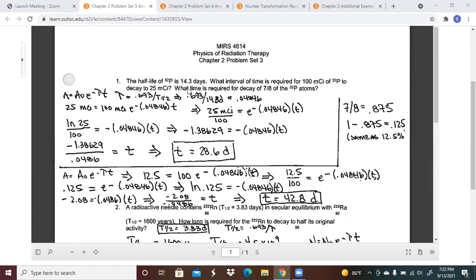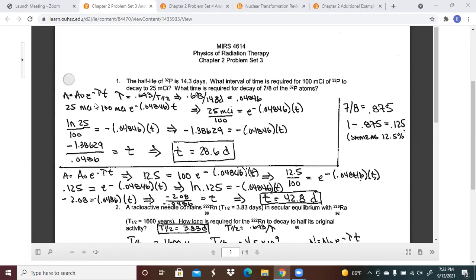So let's take a look here. We're going to start with number 1. The half-life of phosphorus 32 is 14.3 days. What interval of time is required for 100 millicuries to decay to 25 millicuries? What time is required for decay of 7/8 of those atoms?